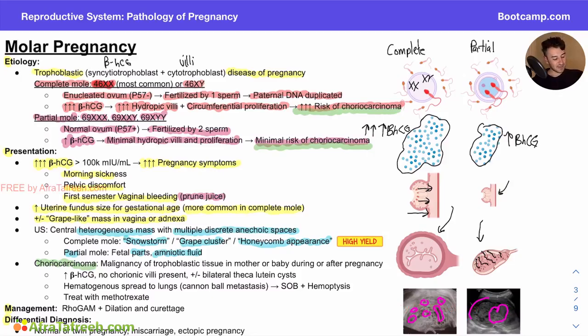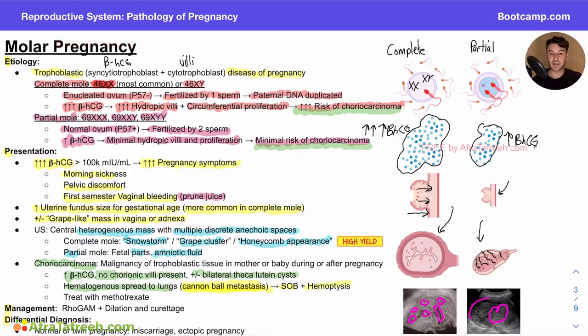This is going to present with increased beta HCG, but an absence of chorionic villi. And we can also see plus or minus bilateral theca lutein cysts. So if you have this constellation of symptoms, you may be thinking that this patient has developed choriocarcinoma. A complication from this that they absolutely love to ask about on exam day is going to be the hematogenous spread to the lungs. And this is going to present with cannonball metastases. That language is very high yield for describing choriocarcinoma. A patient with these cannonball mets would present with things like shortness of breath and hemoptysis.